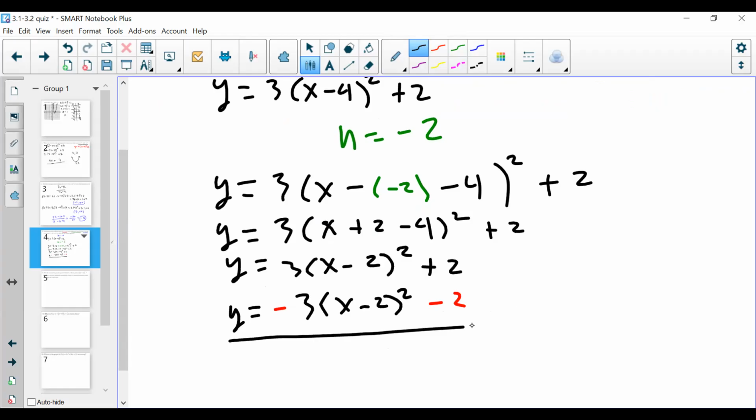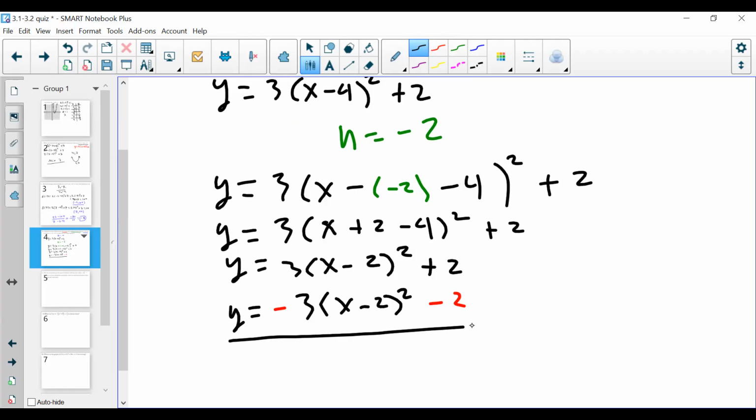Any questions about that? Does that make sense? I know this one can be a little confusing because we're going backwards. Go ahead. Sorry? +2. What do you mean +2? Oh, no, because you have an A value. You have a vertical reflection, right?